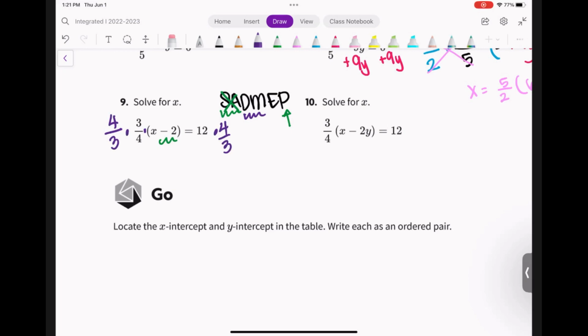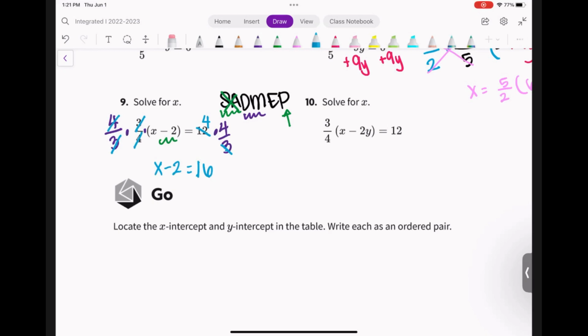Okay, some people say things like, oh, these two cancel. I wouldn't say cancel. I don't actually like the word cancel. Cancel means to go away, erase. But for me, I say that 3 divided by 3 is 1 when I simplify that, right? 4 divided by 4 is 1. So now all that's left on the left side is x minus 2, which is great. And then I can simplify this. Some people do 12 times 4 and then divide by 3, but I like to do 12 divided by 3 is 4, and then that's 16. Either way, you get the same exact answer.